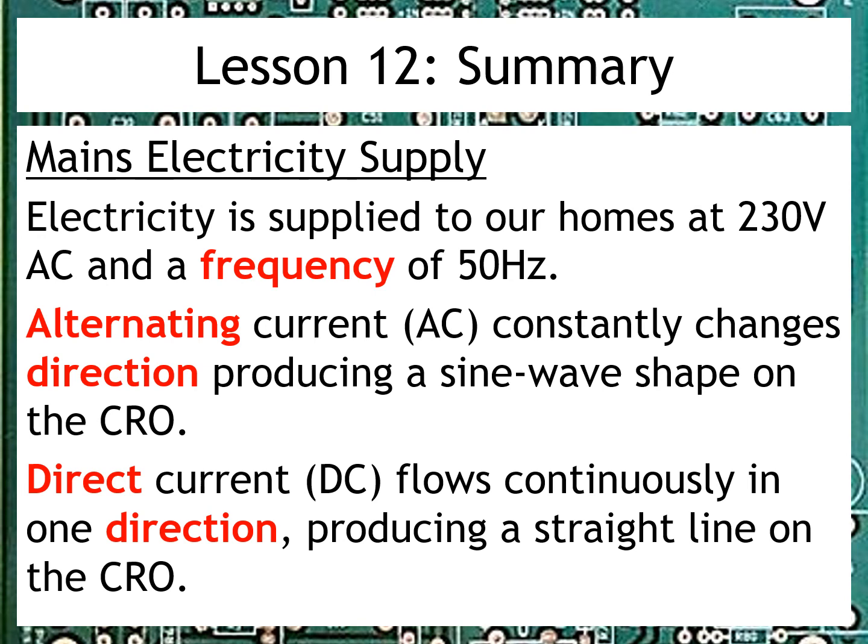So to summarise, our mains electricity supply arrives at our homes at 230 volts AC with a frequency of 50 Hertz. Don't forget, alternating current constantly changes direction. I've highlighted the word direction there because that's the word we're looking for in an exam question, for example. And it produces what we call a sine wave shape on the CRO. Direct current or DC current flows continuously in one direction. Again, that word direction is key, so we get the straight line on our CRO.